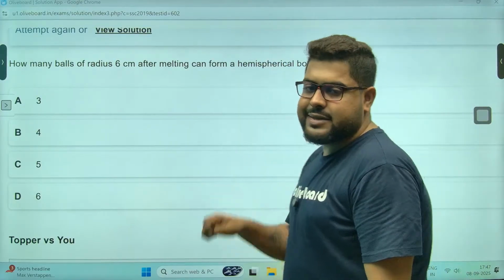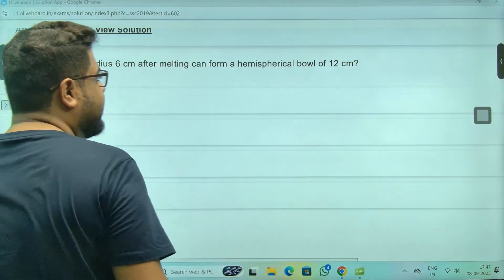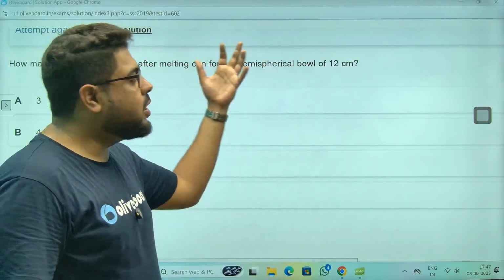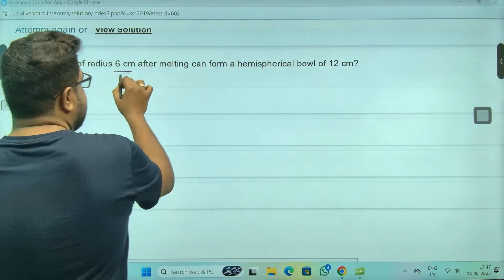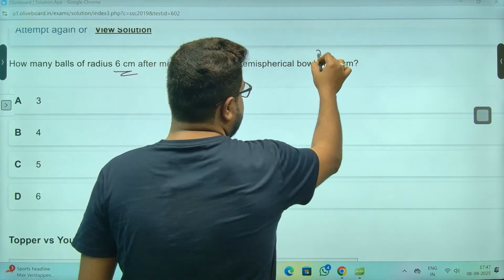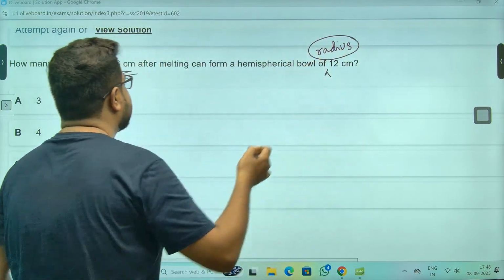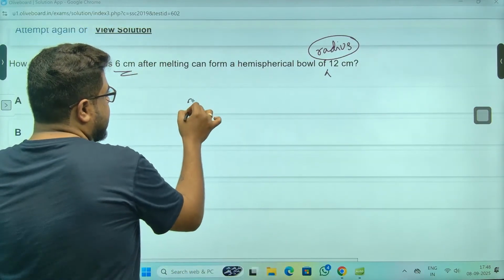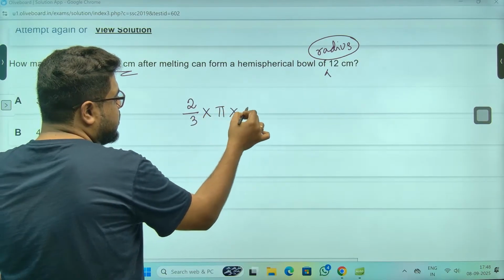Sir, again, melted and recasted. Volume same. Only one thing, volume is same. Now again, you can divide readily or you can take n, whatever you want to do. Chalo. Hemispherical bowl of radius 6, I guess. Okay, there is a printing mistake. It should be given radius or something. Radius hi hoga, sir. So it is a hemisphere, 2/3 of pi r cube.